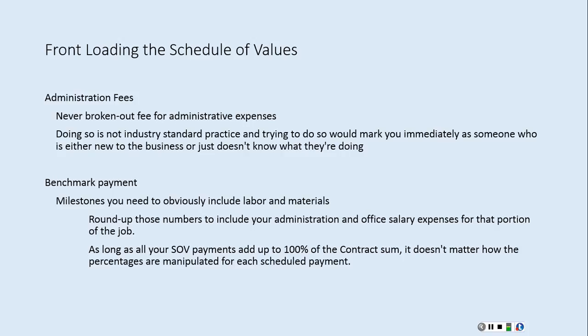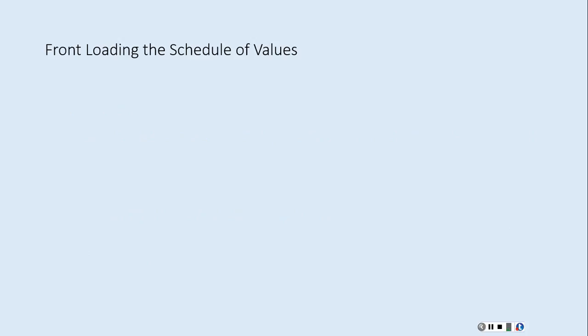And when you do those, we round up those numbers and we include the administration and office salaries for that portion of the project. Now, the real big deal with payments is that as long as our schedule of value payments add up to 100% of the contract sum, it doesn't really matter how they're broken out. We try to be as honest and straightforward as we can. And I'm going to have you do that based on the actual information on a project to make a schedule of values for the class. But realistically, we don't have a line item in our estimate that says mobilization. So when we start breaking these numbers apart, it's hard to go dollar to dollar. We just do the best we can with that.